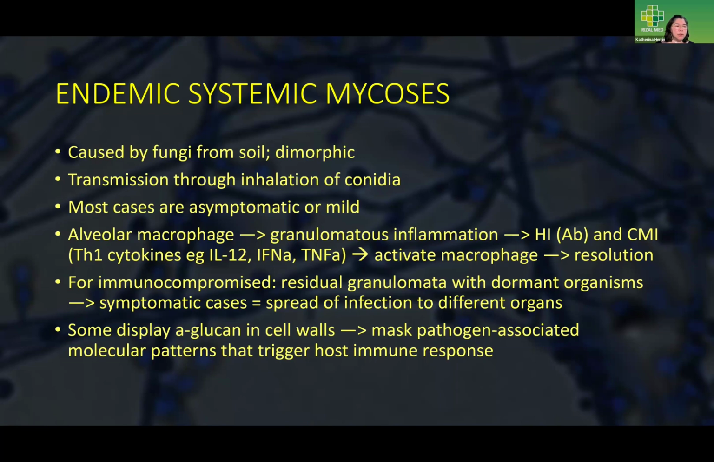Residual granulomata may retain dormant organisms, and these have the potential for reactivation when one becomes immunocompromised. These individuals then would become symptomatic with the additional possibility of spreading infection to different organs. Some of these fungi display alpha-glucan in their cell walls, which may mask pathogen-associated molecular patterns that trigger host immune response.